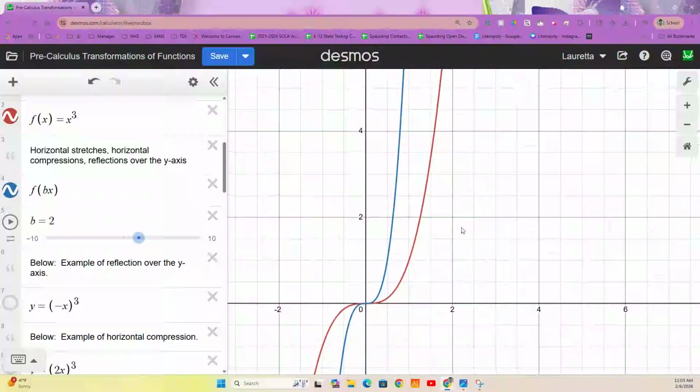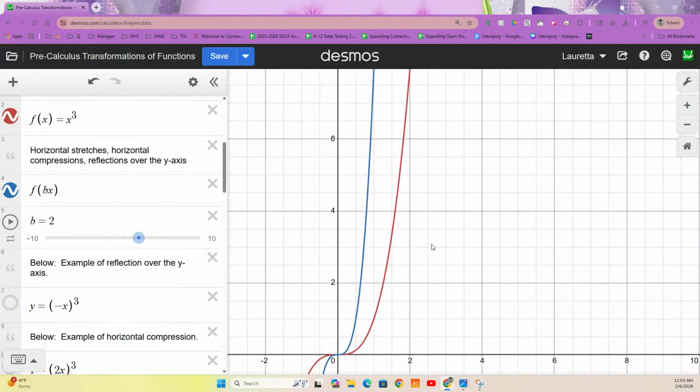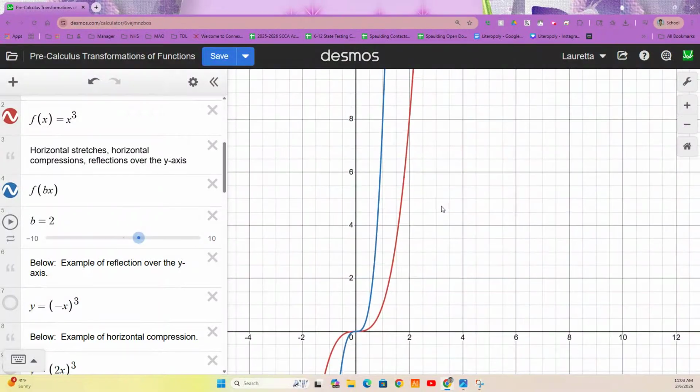Or if we look back, we have the point 2, 8 for our parent function. So for our compressed function, the x coordinate is going to be multiplied by 1/2 for this same y. So instead of 2, 8, we now have the point 1, 8. 1/2 of 2 is 1.